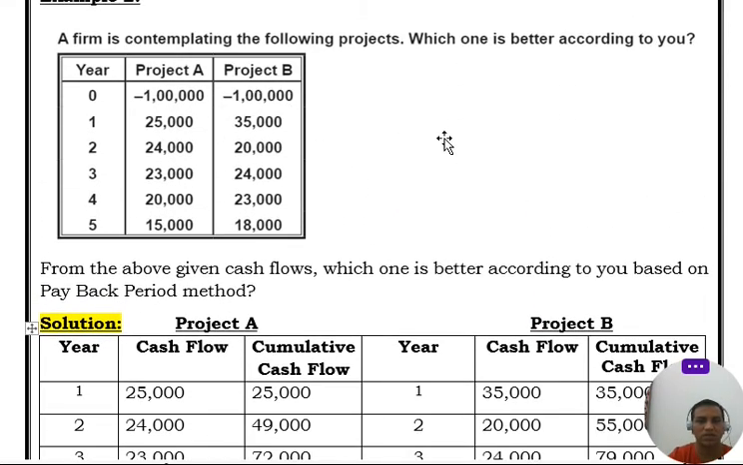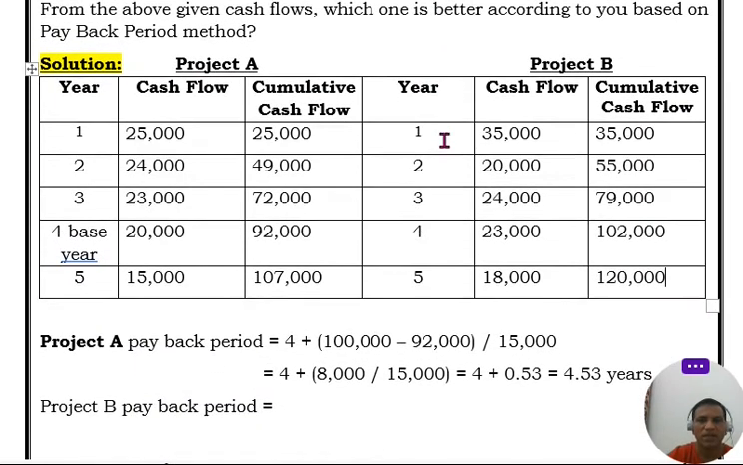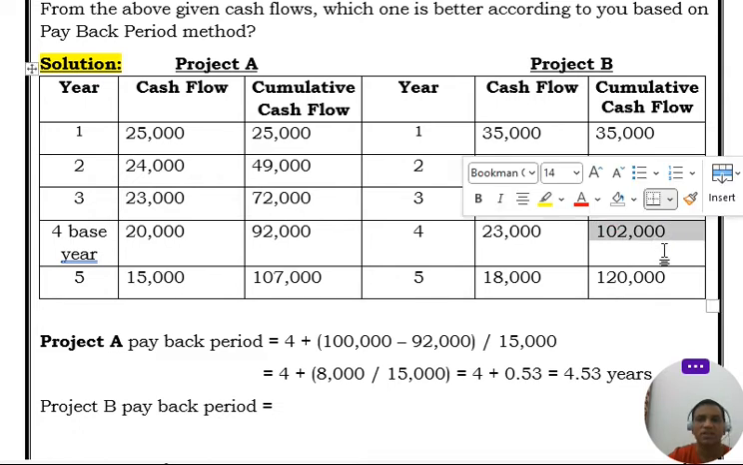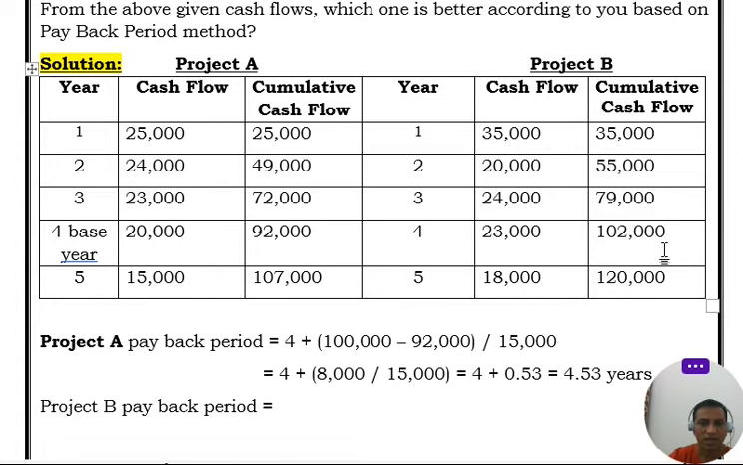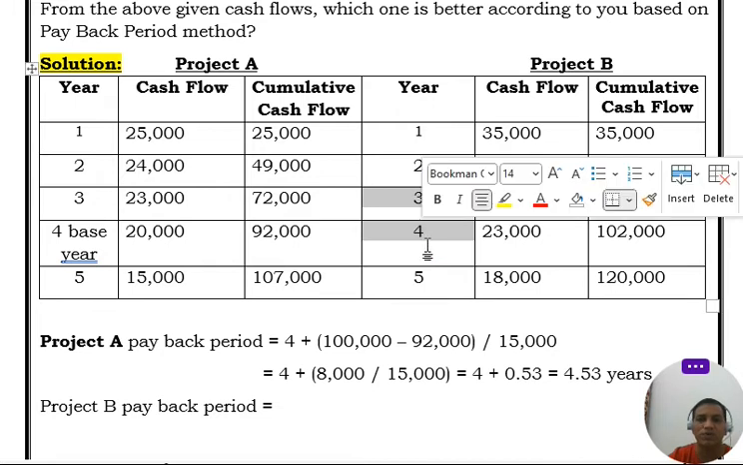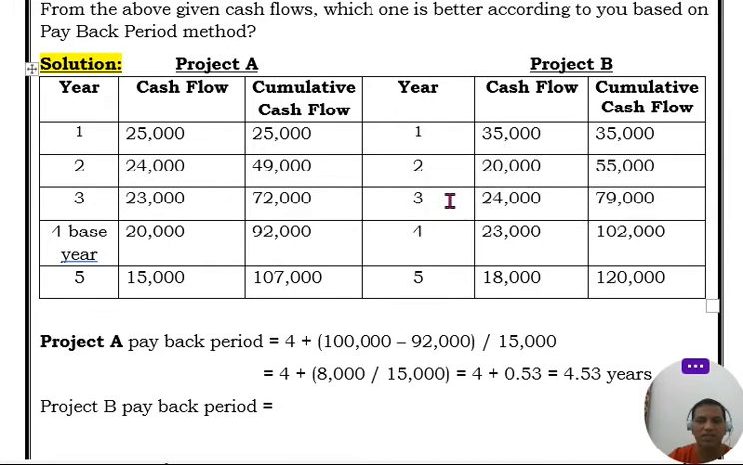Let us see. Our cost of investment is 100,000. Project B also has a 100,000 cost of the project. Where are you recovering this cost? Year 3 is 79,000, less than the 100,000. Year 4 is 102,000, which is more than the 100,000. It means it is between year 3 and year 4. Our cost of investment 100,000 is recovered between year 3 and year 4, that is 3 full years and part of the 4th year.